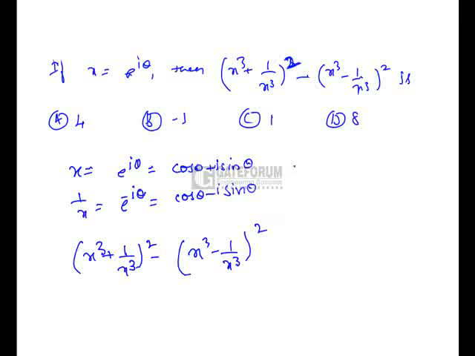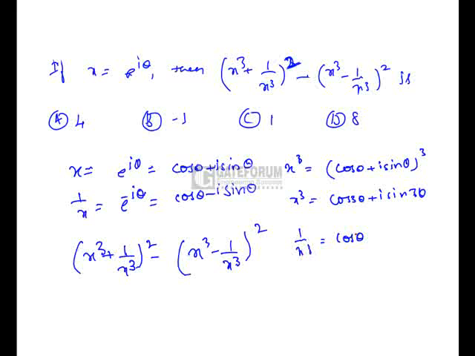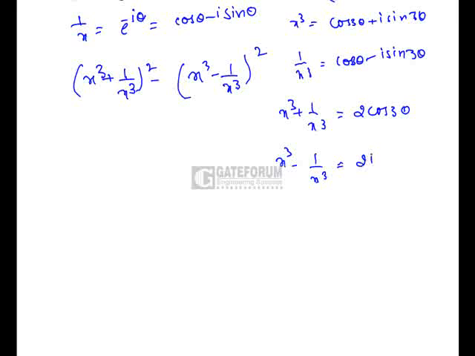Let us see the value of x cube now. X cube is nothing but (cos theta plus i sin theta) whole cube, which can be written as cos 3 theta plus i sin 3 theta. So 1 by x cube will be cos 3 theta minus i sin 3 theta. So x cube plus 1 by x cube will be clearly 2 times cos 3 theta, and x cube minus 1 by x cube will be 2i times sin 3 theta.